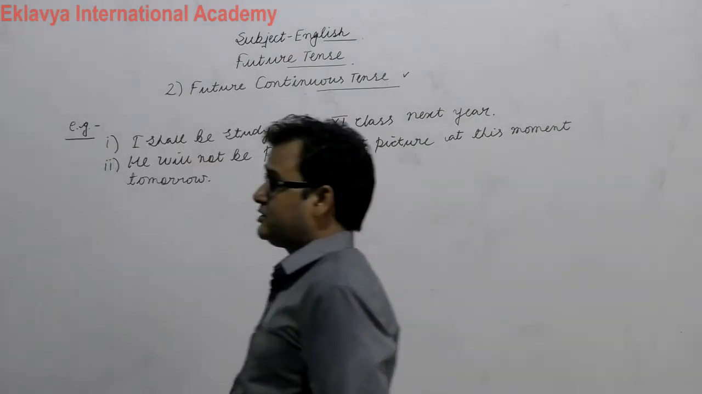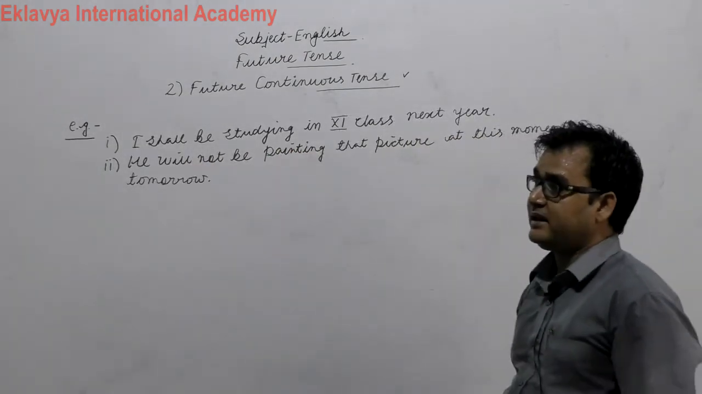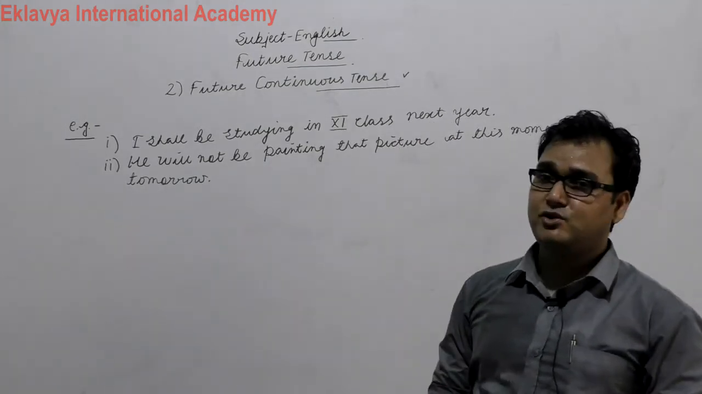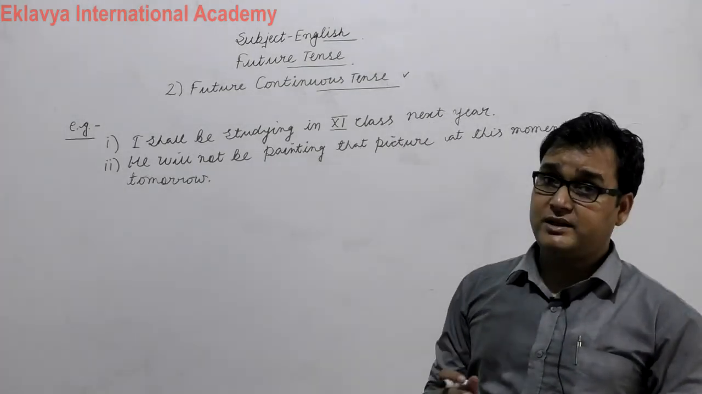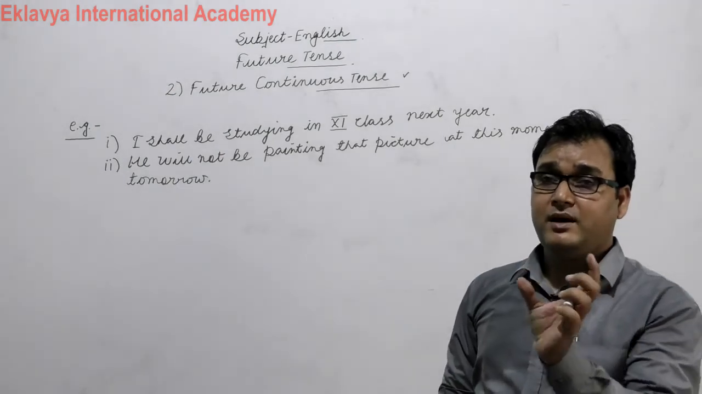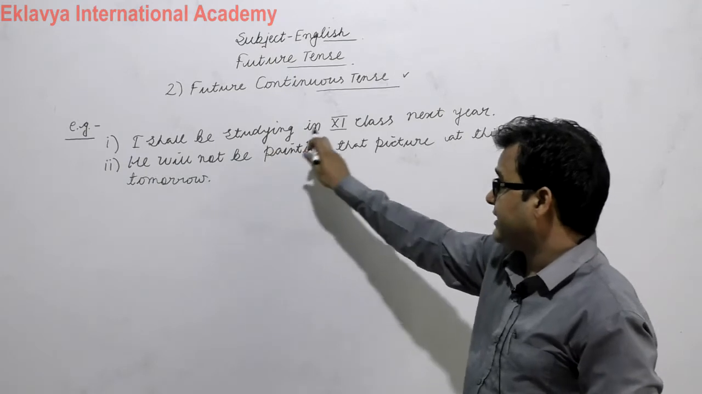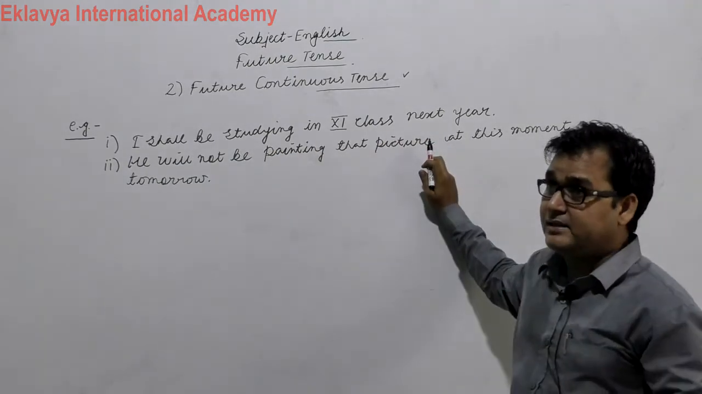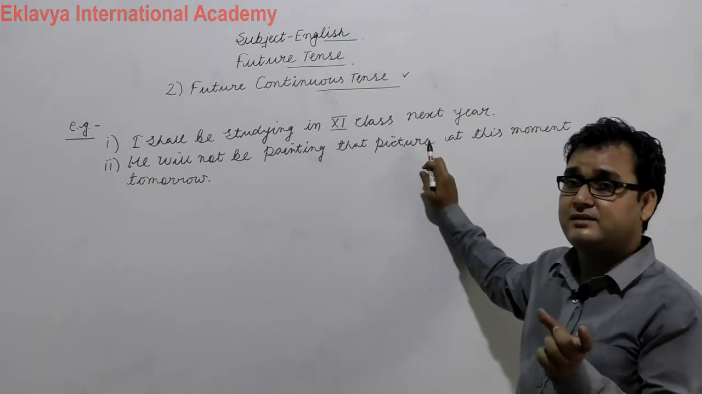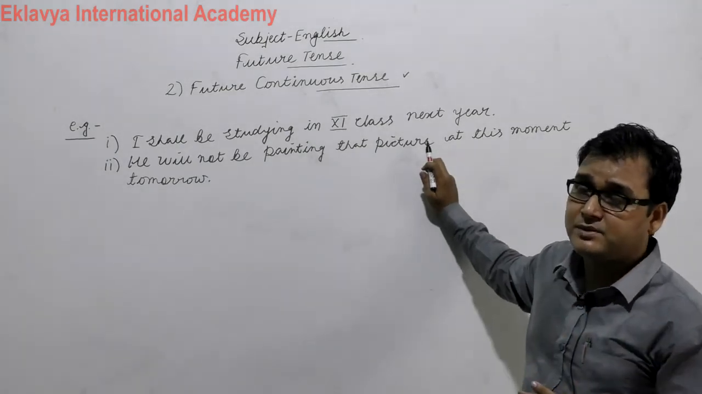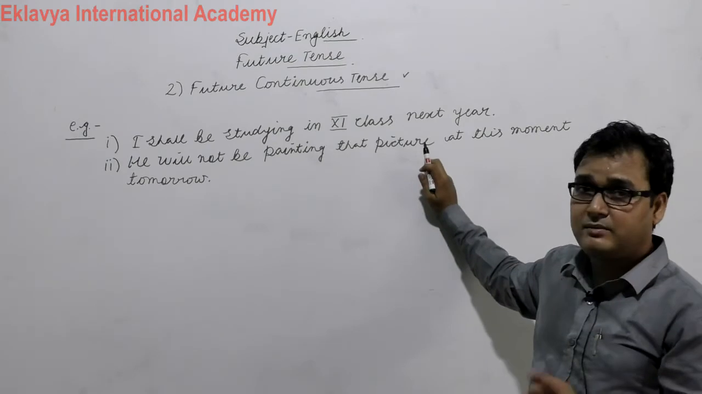Tomorrow. As I told you before in last classes, students, if we want to make a differentiation in future indefinite and future continuous tense, there should be a particular adverb by which we can know that very well. For example, I shall be studying in 11th class next year. अगली साल मैं 11th class में पढ़ रहा हूँगा. The given example is absolutely right as per the grammatical norms. ये grammatical norms के हिसाब से example आपका पूरा सही है.